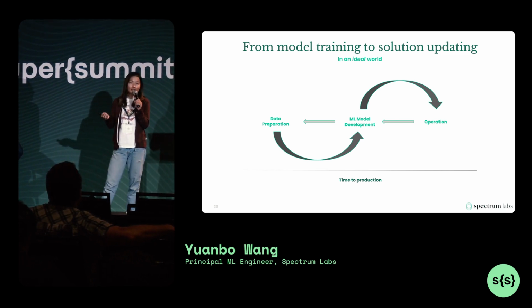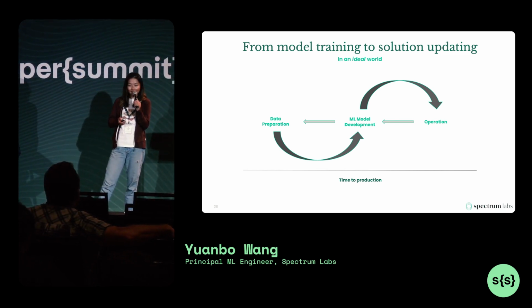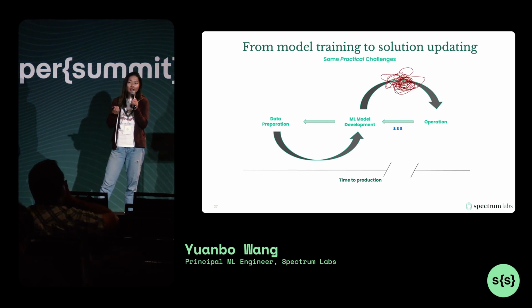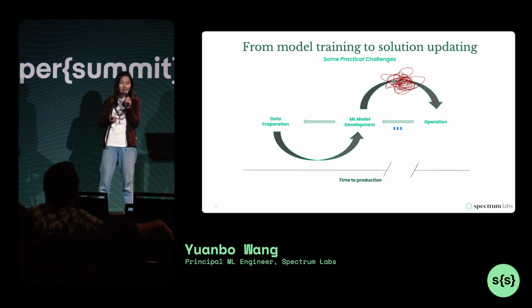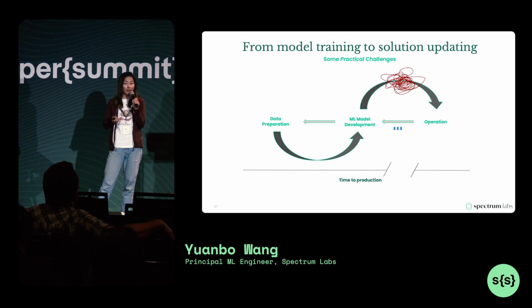So this is, of course, an ideal world. The reality is always not so rosy. So what happens is there's this conflict between what researchers or data scientists like to do and what engineers prefer. On one hand, researchers and data scientists like to optimize for performance. So the tools they like to use are usually very customized.